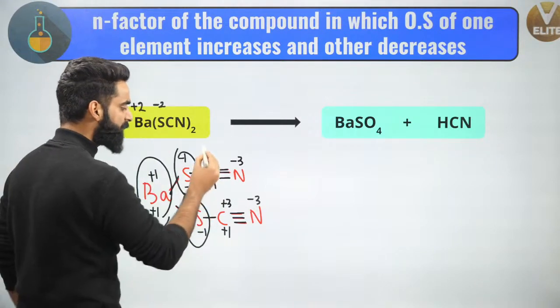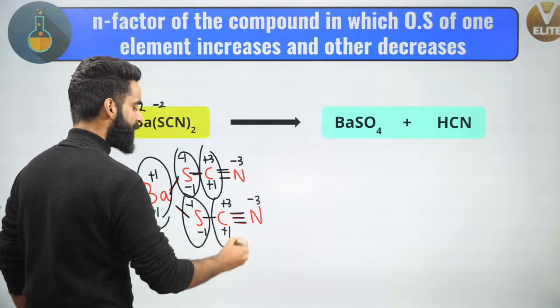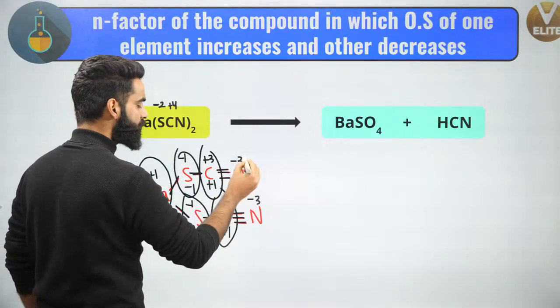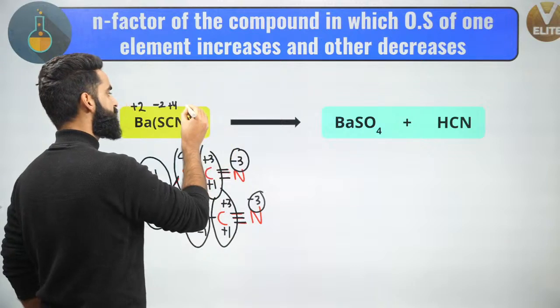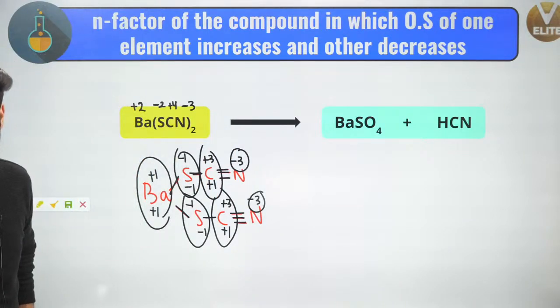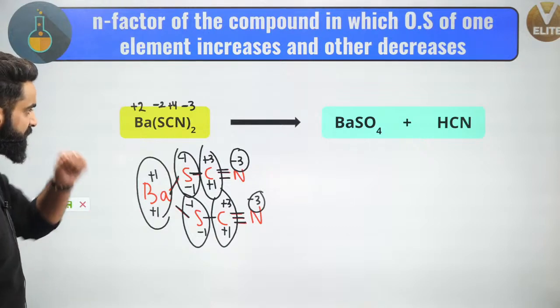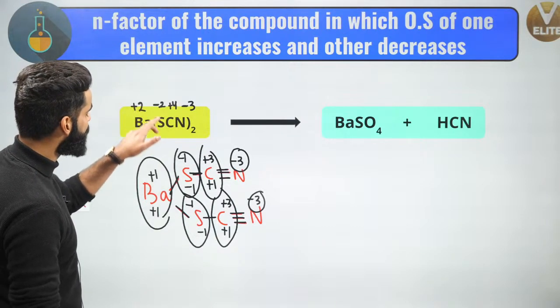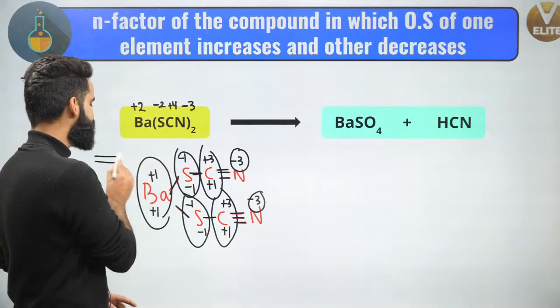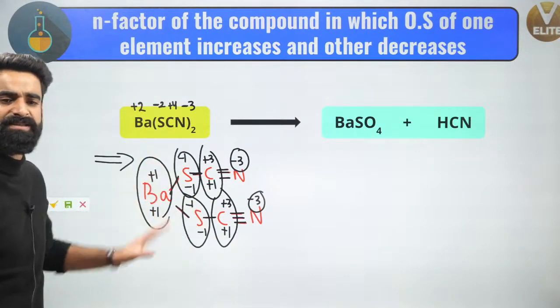What about the oxidation state of carbon? +3 +1, +4. Here also +4. So oxidation state of carbon right here is +4. What about the oxidation state of nitrogen? It is -3, right? So oxidation state of nitrogen is -3. Okay, I got the oxidation states of each element right here. Ba +2, sulfur is in -2, carbon is in +4, nitrogen is -3. We have discussed this structure in detail in the last session where we discussed its oxidation states.